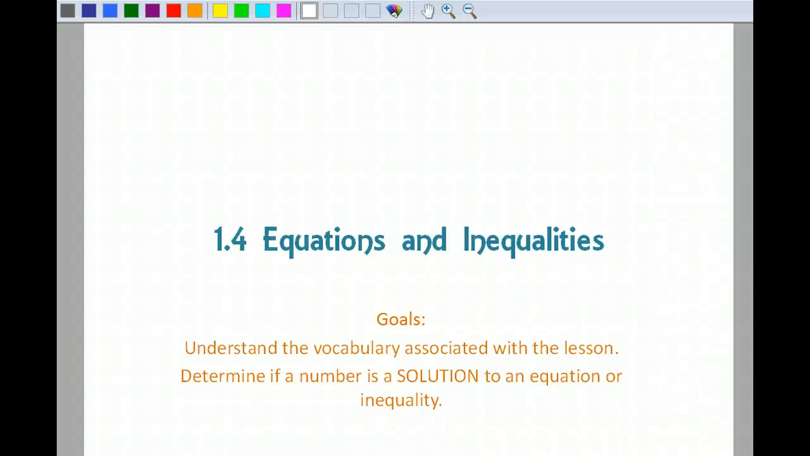So this is section 1.4, Equations and Inequalities. When we finish this lesson, I want to make sure you understand the vocabulary that's associated with the lesson, and I also want you to be able to determine if a number is a solution to an equation or an inequality.